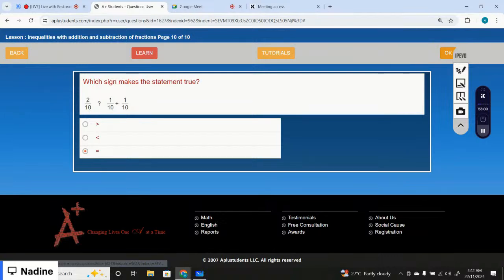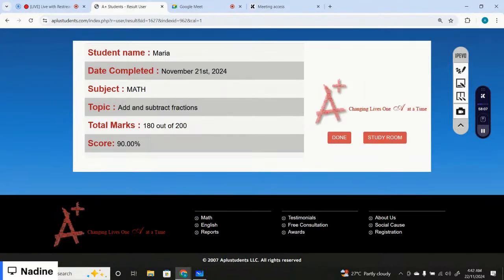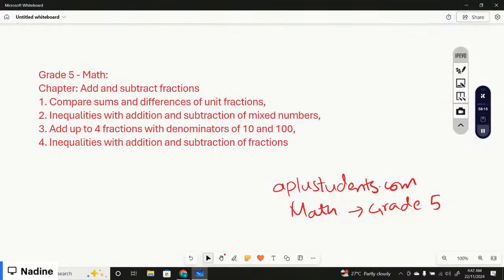Okay, we are done with the lesson. So we were working on grade 5 math. The chapter we were working on is add and subtract fractions, and the lessons we have covered today are inequalities with addition and subtraction of mixed numbers, add up to four fractions with denominator of 10 and 100, inequalities with addition and subtraction of fractions.